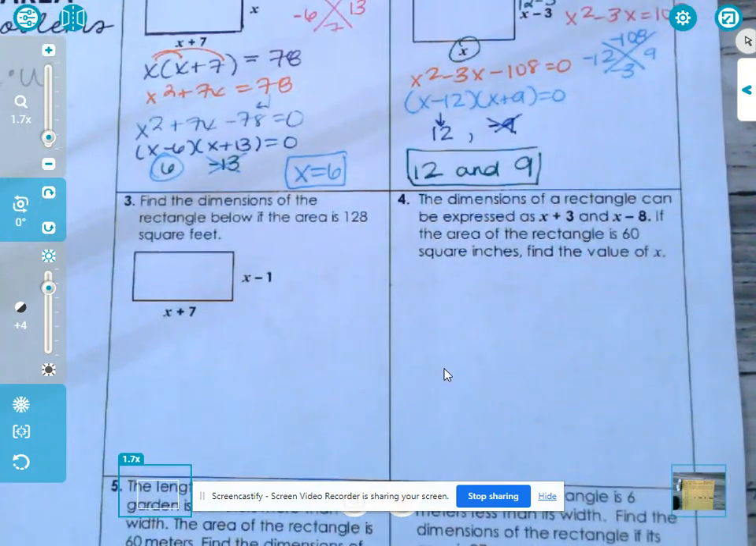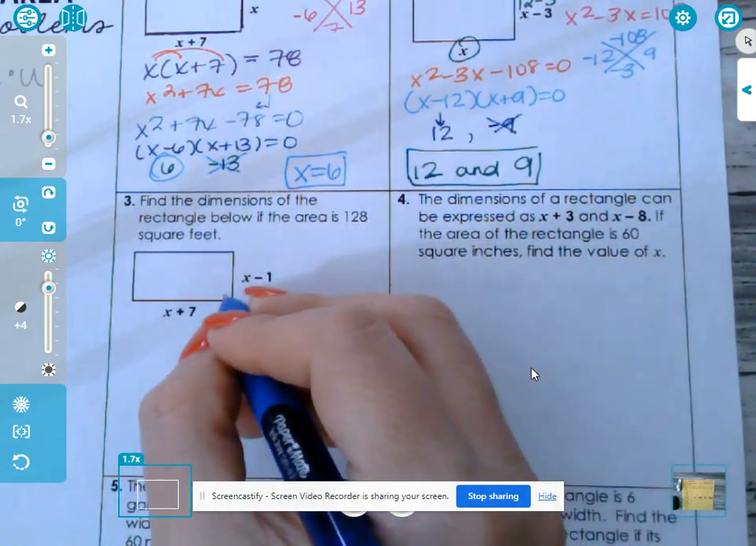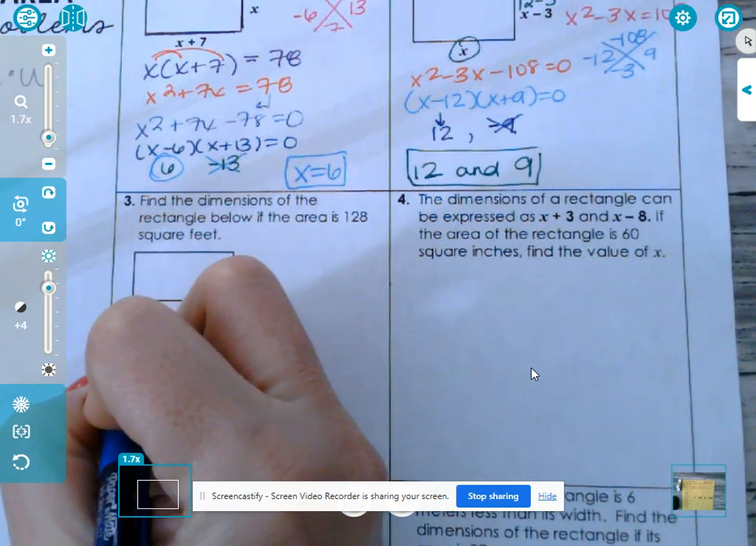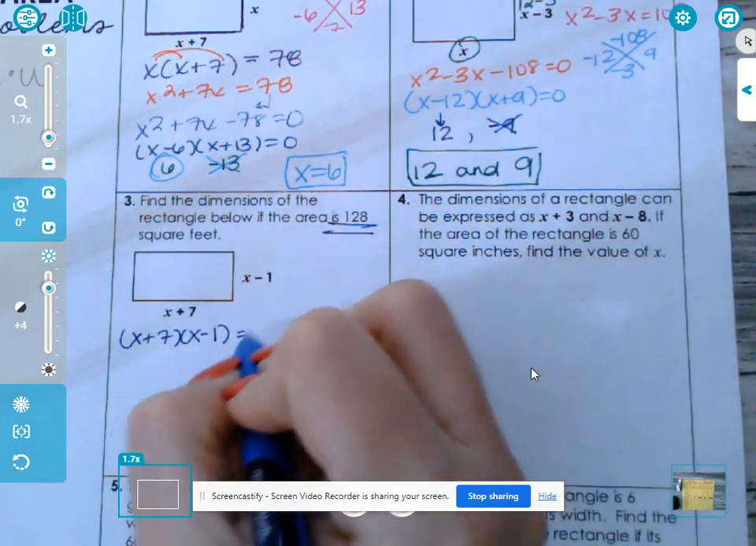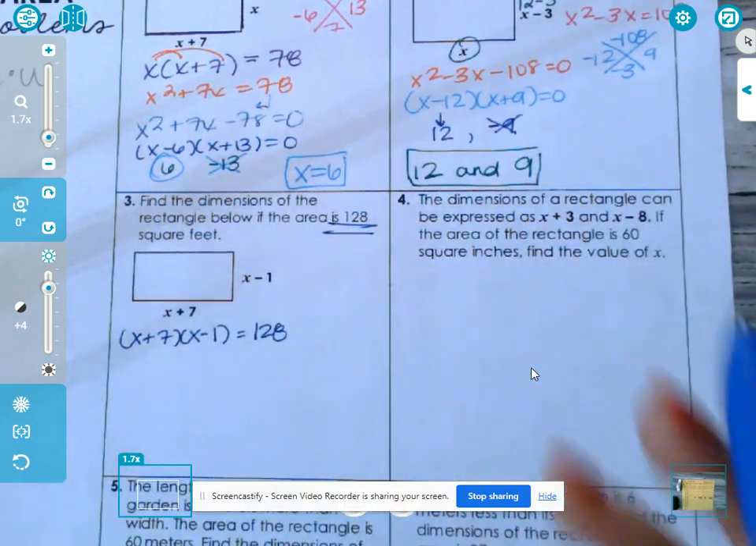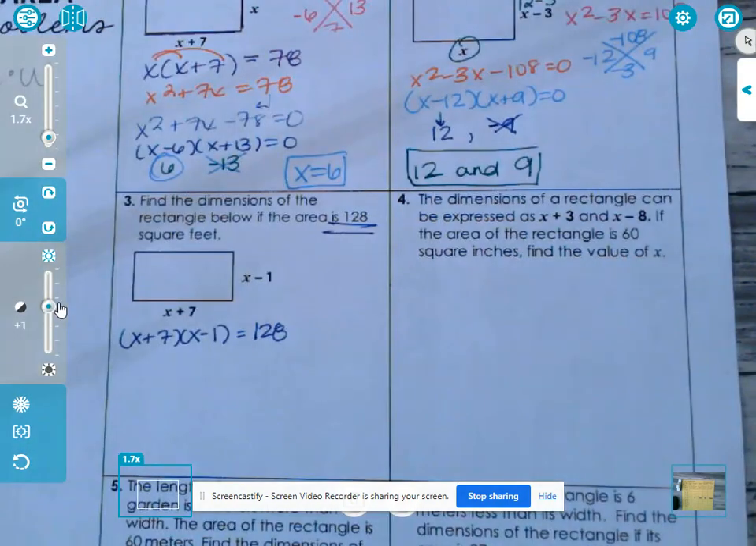All right. Same thing. Find on number 3. Find the dimensions of the rectangle below if the area is 128. Okay. So this time we've got binomials. So it's going to be x plus 7 times x minus 1, and that's going to equal the 128. So remember, we can simplify all this out. Y'all should be familiar with distributing and what that entails.